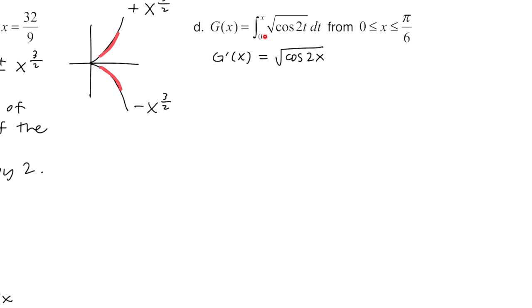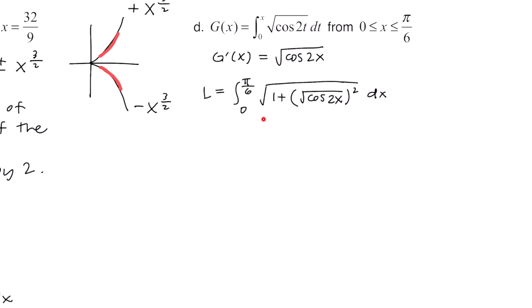So since these are in the correct order, the constant's on the bottom, the variable's on top, when you take the derivative of this integral, the two operations undo each other, and we take this x and we plug it in for t. So the derivative of g is going to be the square root of cosine of 2x. So now we're ready to set up the length formula.